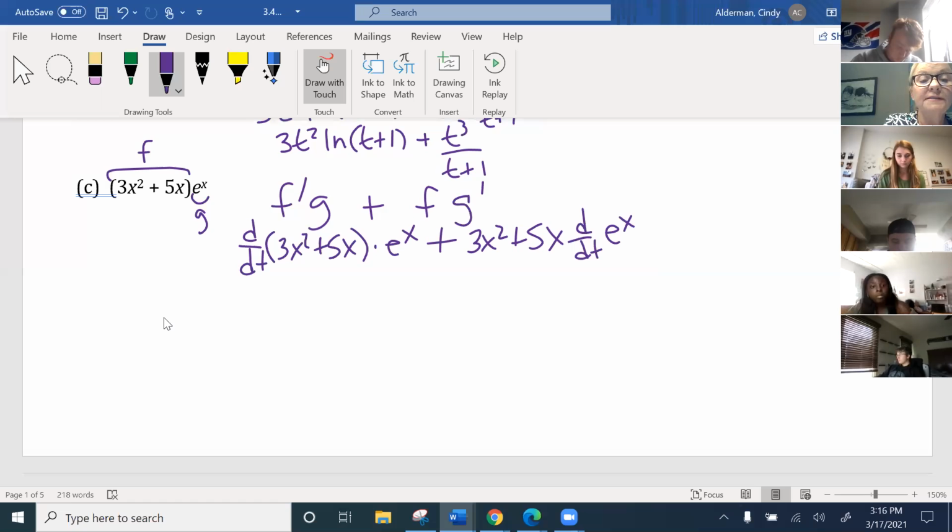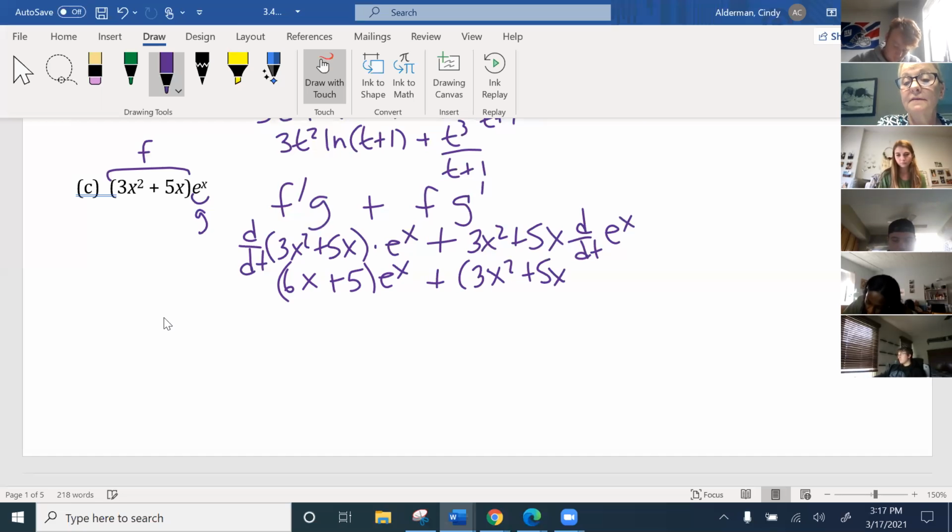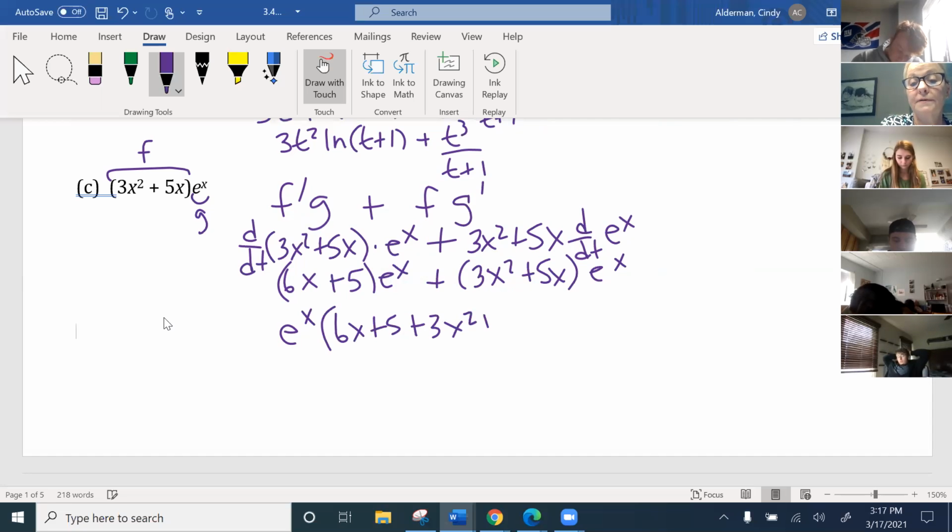All right, now just execute this. The derivative of 3x squared plus 5x is just 6x plus 5. We can multiply that by e to the x. And then this is just going to stay the same, 3x squared plus 5x times e to the x. And now what you can do is factor out the e to the x. So e to the x, make sure that looks like an exponent, e to the x times 6x plus 5 plus 3x squared plus 5x.